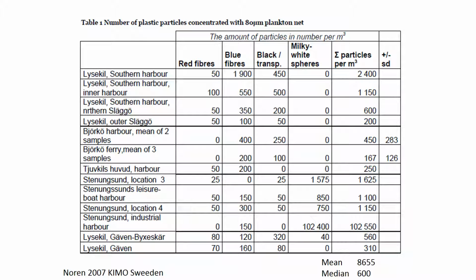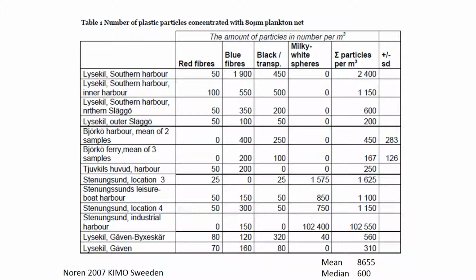And these are different kinds of fibres, so red fibres, blue fibres. The milky white spheres are the microplastics, and then some black or transparent ones. So this is the total sum. That little Greek sigma means the total of particles per metre cubed. Okay, and you can see that most of the numbers are around 1,000, except one number which is 100,000.